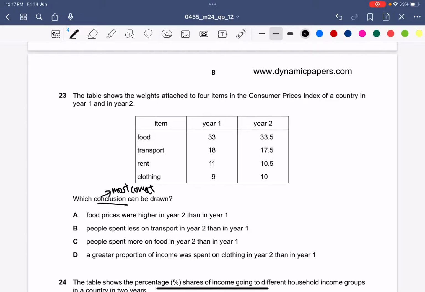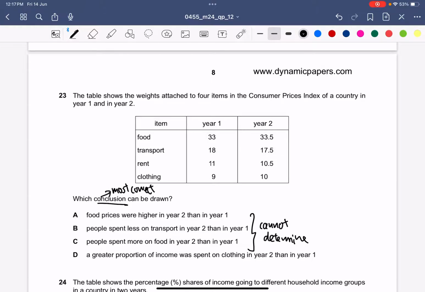A. Food prices were higher in year 2 than in year 1. We cannot really determine it. People spend less on transport in year 2 than in year 1. People spend more on food in year 2 than in year 1. Okay, these 3 answers we cannot determine because we do not have enough information to know it. Let's see D.